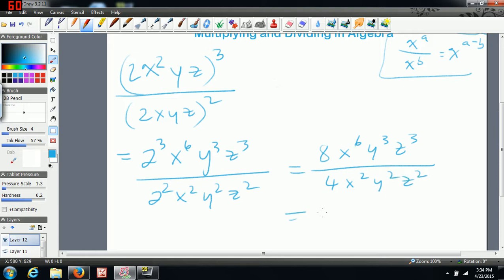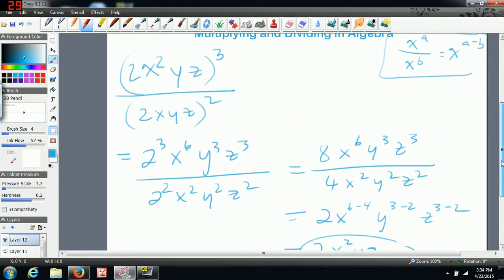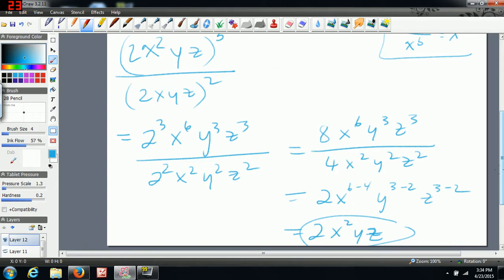So now we could go ahead and divide. When we're dividing, we subtract the exponents, since we have the same base. This becomes x to the 6 minus 4, y to the 3 minus 2, z to the 3 minus 2. And then the numbers become 2x^2 y z. So that would be your answer for that one. Okay? So that's how you divide something like that out.